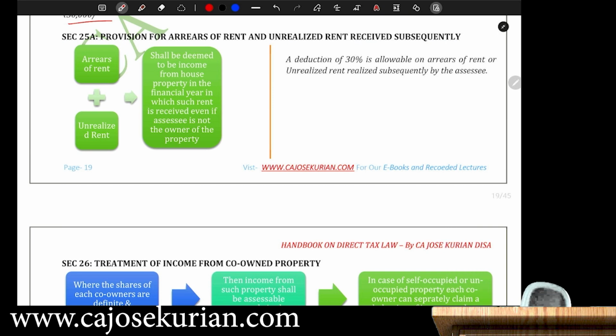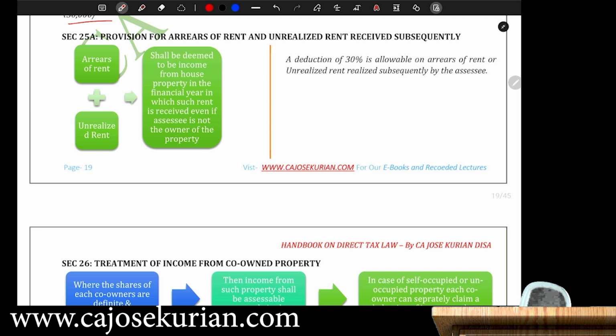Listen. Section 25A, provision for arrears of rent and unrealized rent received subsequently. Imagine a situation where a tenant occupied my property for 4 months. Then all of a sudden he absconded. I searched for him, he escaped. He went to some other city. So all the 4 conditions have been satisfied also. So I consider that 4 months rent as unrealized rent. A tenant occupied my property, then he left without paying the rent.